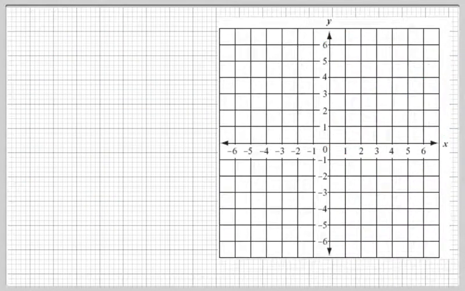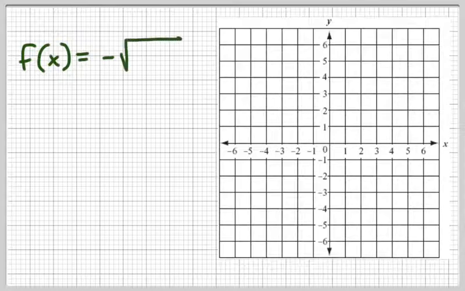Let's do another one of those. Let's say we've got f of x equals negative root of x plus 3, minus 4. Our shift is 3 to the left and down 4. Right there. This is going to be the bottom half because of that negative sign. It's going to be over 1, down 1, and over 4, down 2. Right there.